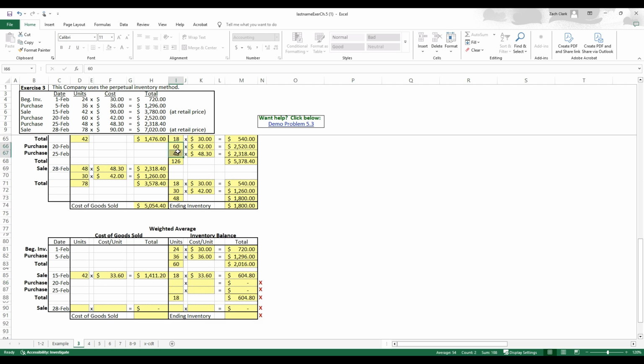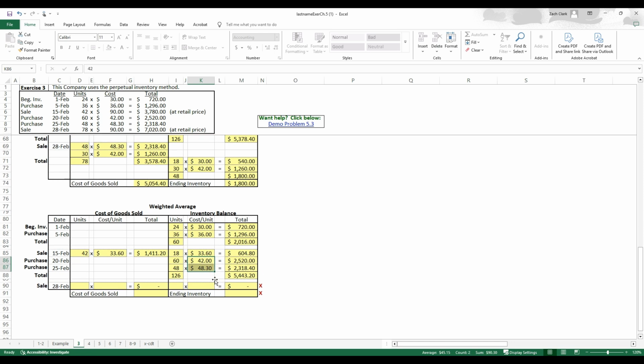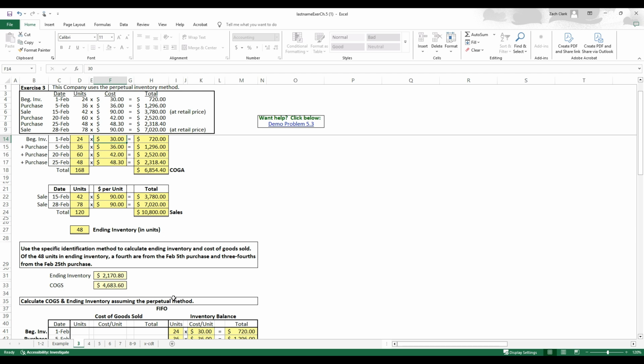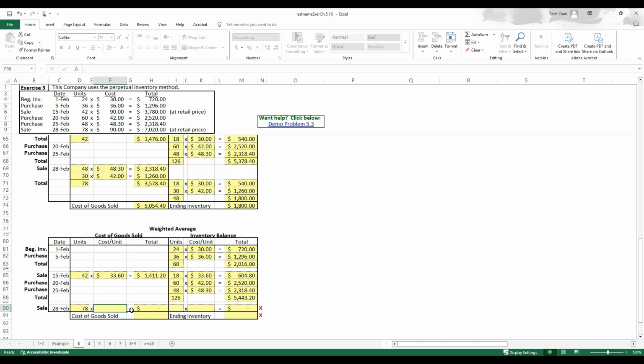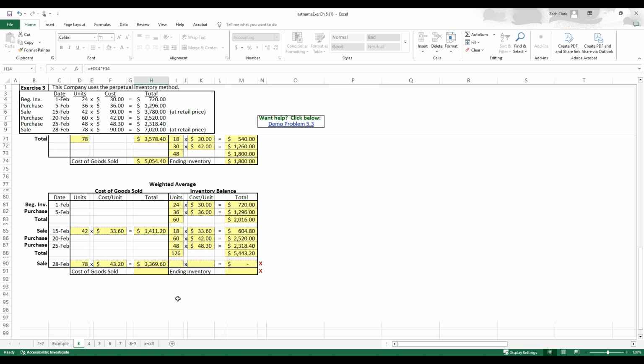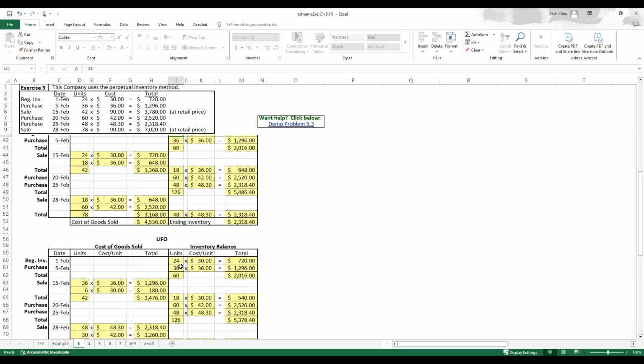Okay, and then we have the same two more purchasing events here. And then we're going to have a new weighted average, which is this total divided by the number of units. And we're going to have 78 units sold again. Where am I? Here we go. Instead of doing different layers and last in, first out, or first in, first out, we're just, again, going to take our total costs divided by the number of units to get a per unit average of 43.20. And that gets us a cost of goods sold amount.